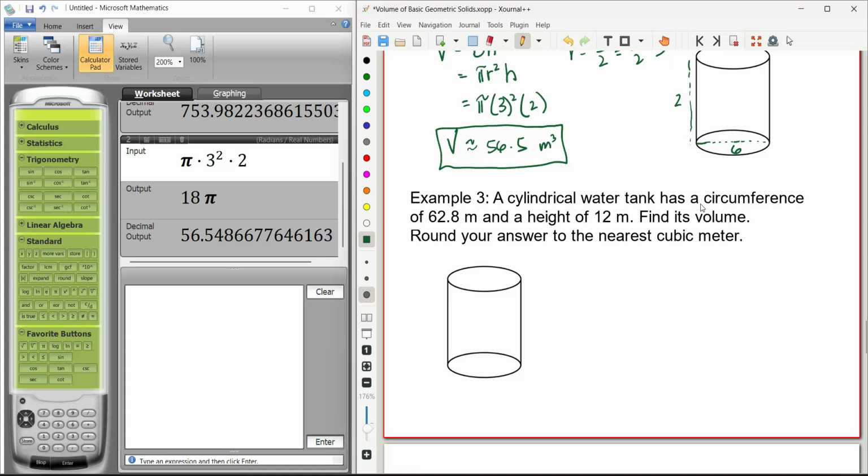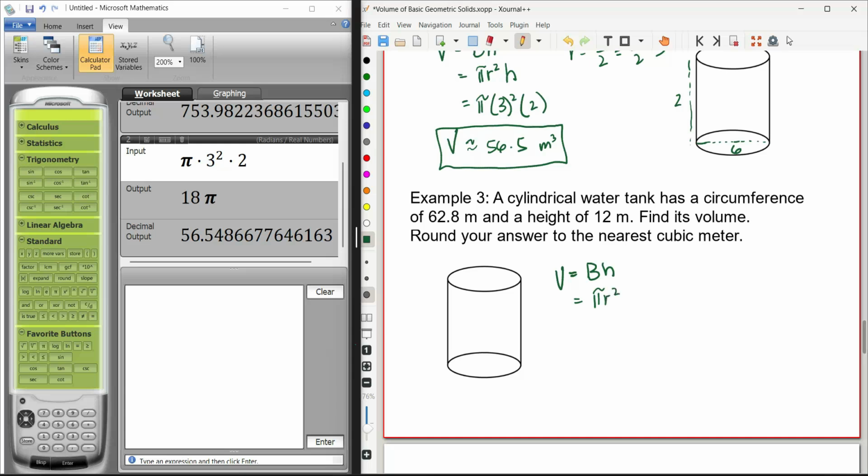A cylinder water tank has a circumference of 62.8 meters and a height of 12 meters. Find its volume. And then we need to round off our answer to the nearest cubic meter, which means whole number. Again, we will start with the formula. That's area of the base times height. The base is a circle, so that's pi r squared times height.